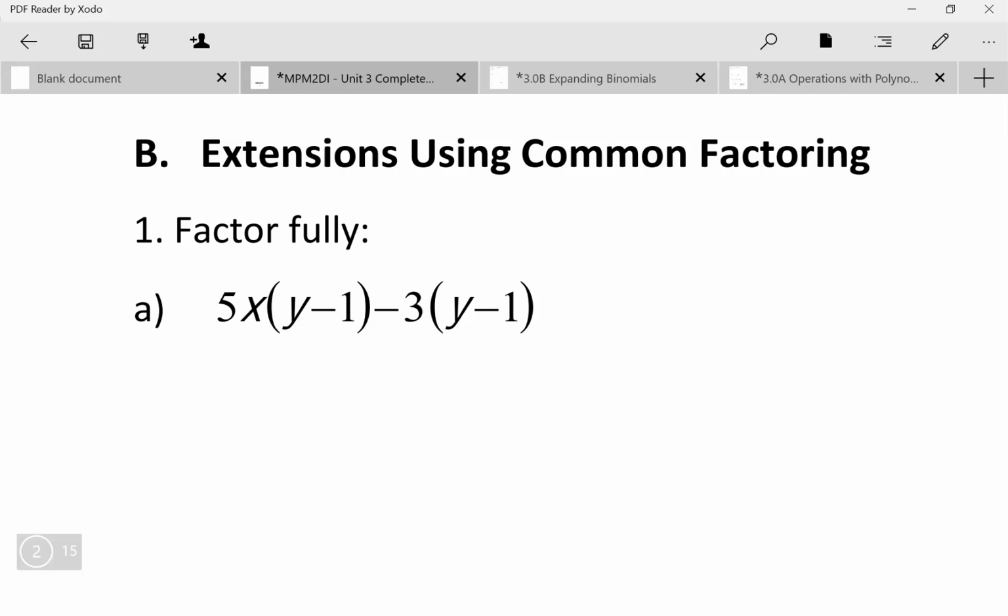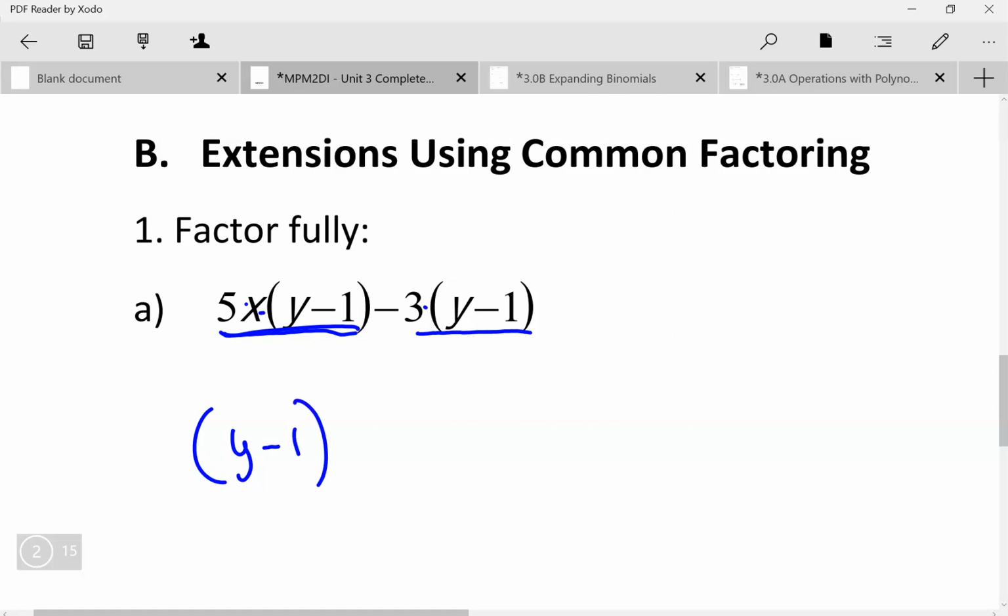So let's look at this here. This is an interesting case because, again, let's see what we're multiplying in both of these terms. So here we have this term and here we have this term, right? Here we have a 5 multiplied by an x multiplied by a y minus 1. That's my 3 components of this first term. Here I have a negative 3 multiplied by a y minus 1. And we can see here that what is actually common is the y minus 1.